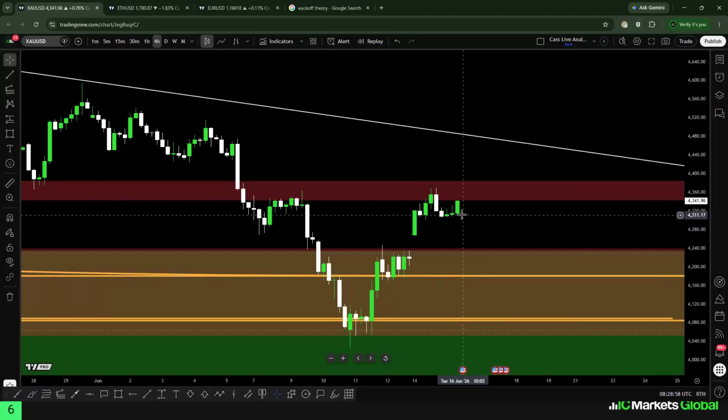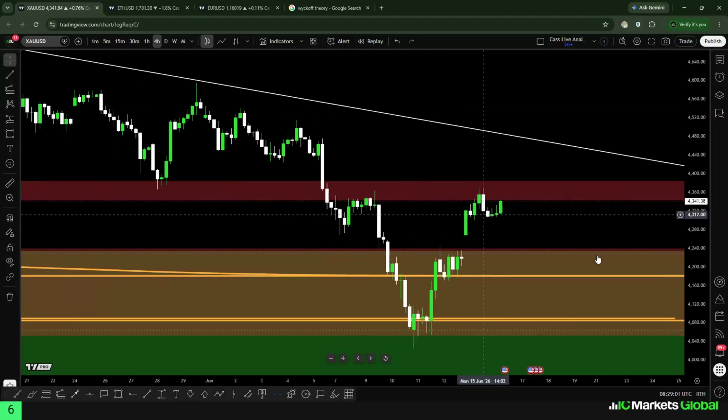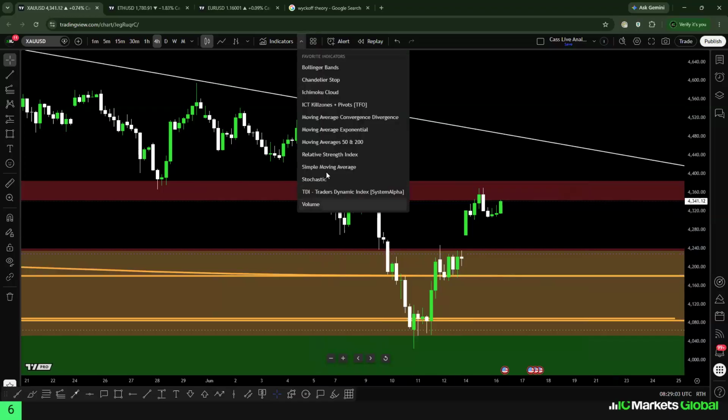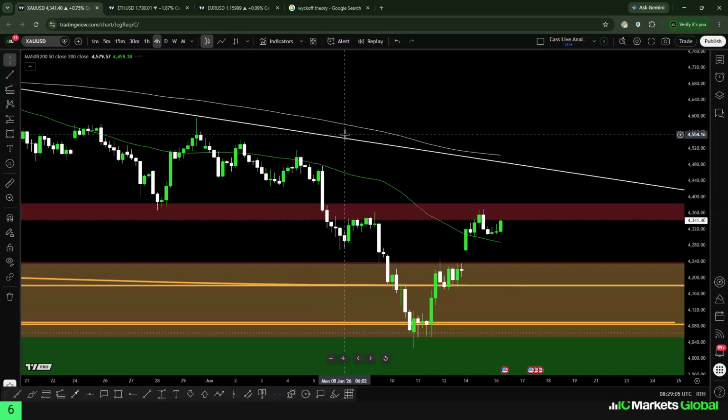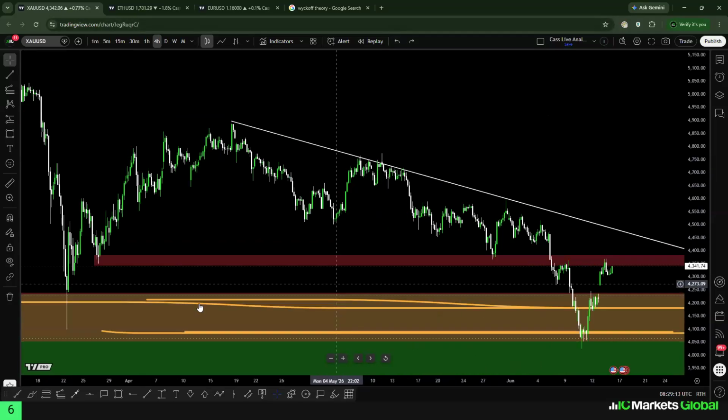I'm so tempted to call for a sell. I am so tempted to call for a sell, but I know that's just being risky because price has reached a resistance zone.